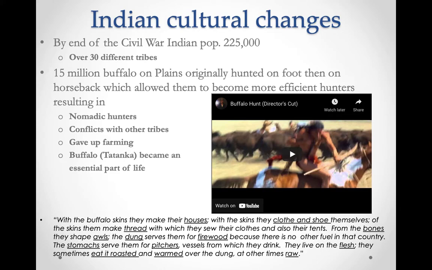Native Americans hunted buffalo on the plains, originally by foot. However, as more and more settlers came to the West, they began to trade and gain horses and guns, which changed their way of life. Many of the Plains Indians became nomadic hunters who would move and travel following the herds of buffalo so that they could hunt as they needed more food and resources.